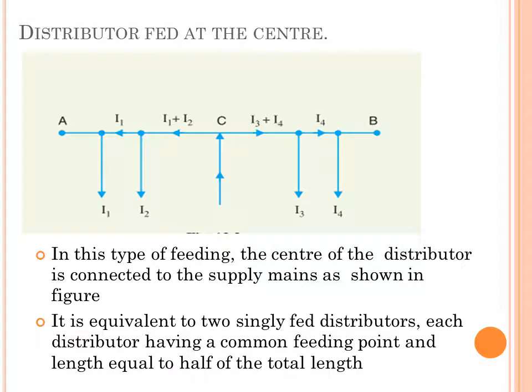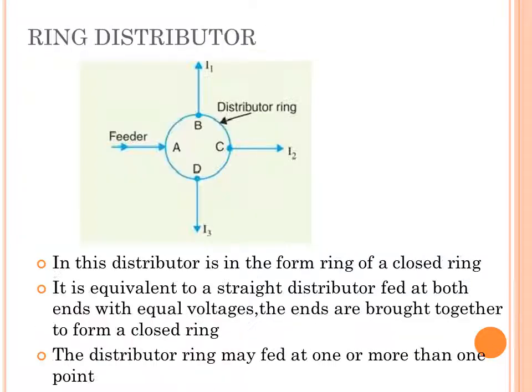Distributor fed at center. In this type of feeding, the center of the distributor is connected to supply mains as shown in the figure. It is equivalent to two singly fed distributors, each having a common feeding point and length equal to half of the total. Here you can observe that A and B are the ends of the distributor and C is the incoming supply. Between A and C two tappings are taken, and between B and C two tappings are taken.